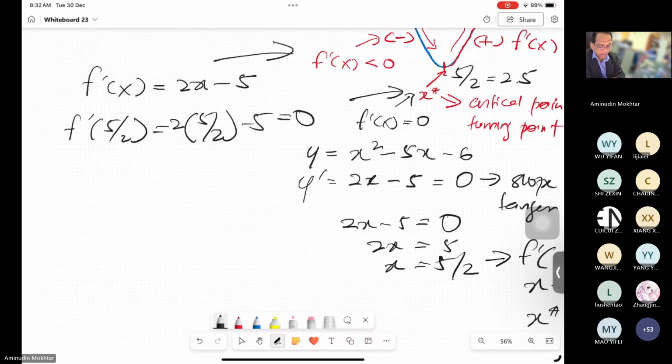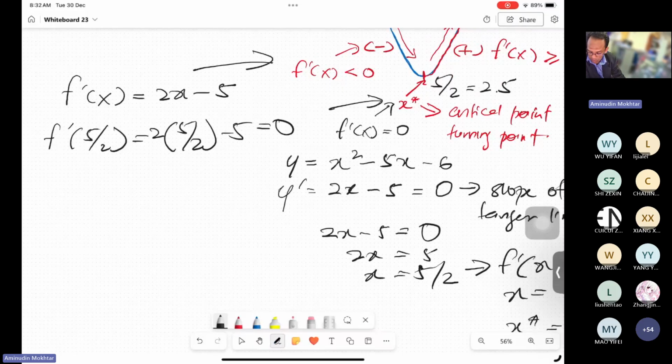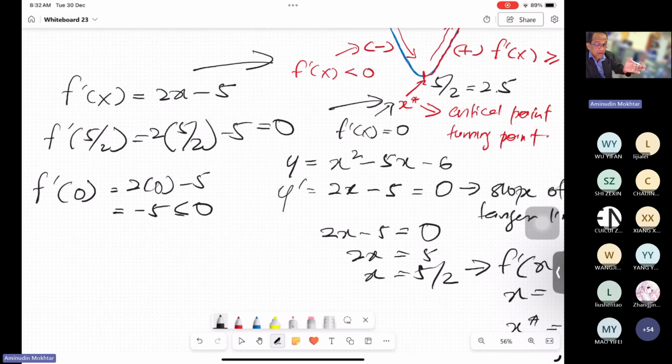Let's say I choose any value of x that is less than 5/2. Let's say I choose 0. If x equals 0, 2 times 0 minus 5, the answer is negative 5, less than 0. The slope of the function is negative. In other words, the function is decreasing when x is less than 5/2.